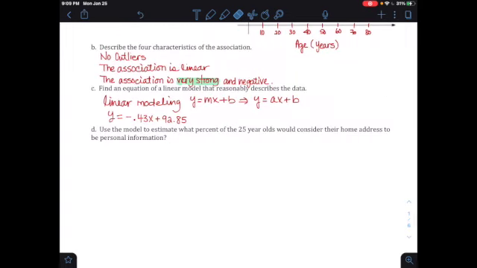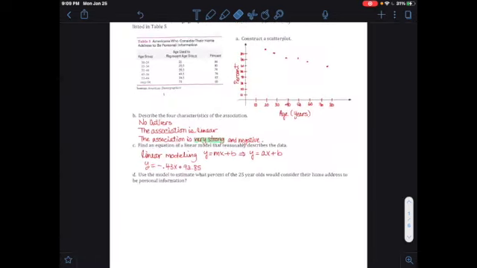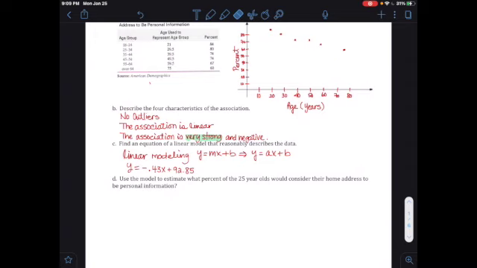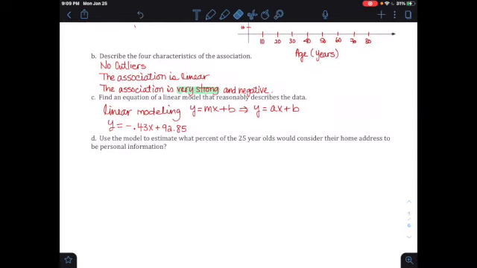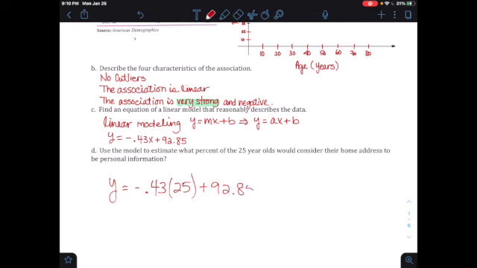All right, D, use the model to estimate what percent of 25-year-olds would consider their home address to be personal information. Now don't forget your age is your x because it is independent, and your percent is your y. So since it's 25 years old, we are going to plug it in. So it's y equals negative 0.43 times 25 plus 92.85. Okay, I'm going to pause and write down all the information.